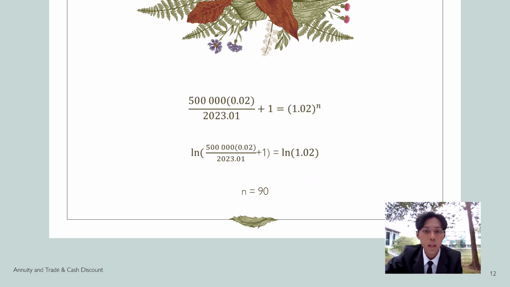Okay, and then after that we're going to add 1.02. Just now the negative 1, we move it to the other place, so it turns to positive. Lastly, we put ln in front of both of these equations, and the final answer we get is 90. So the answer is 90.